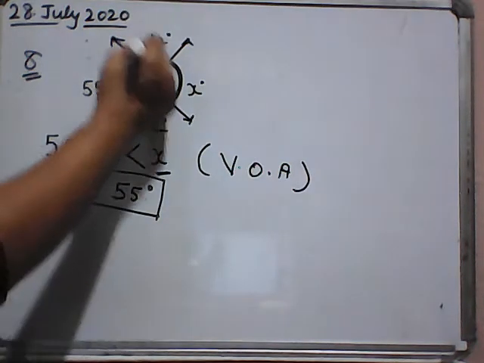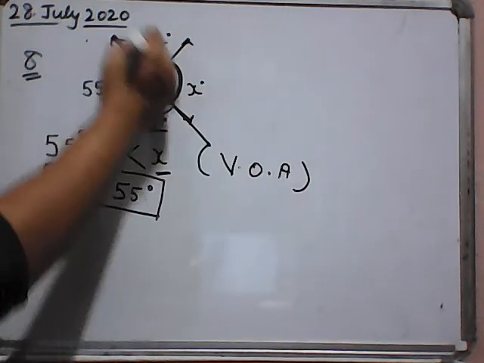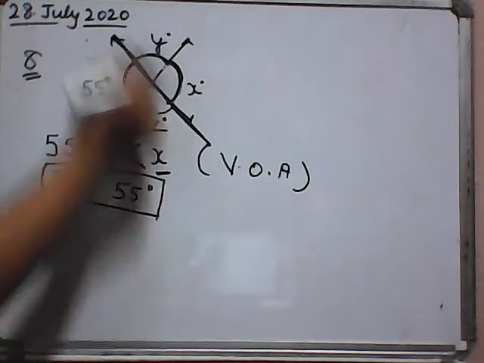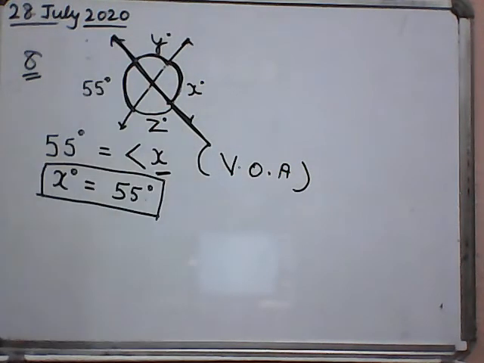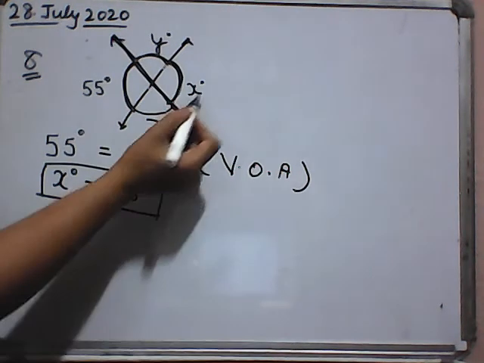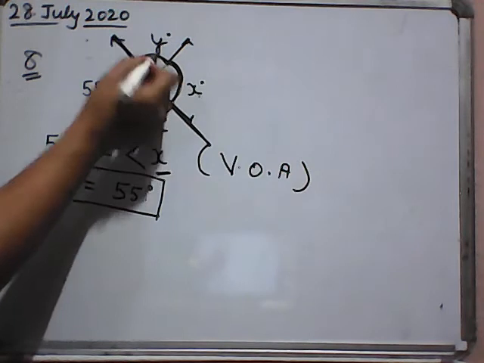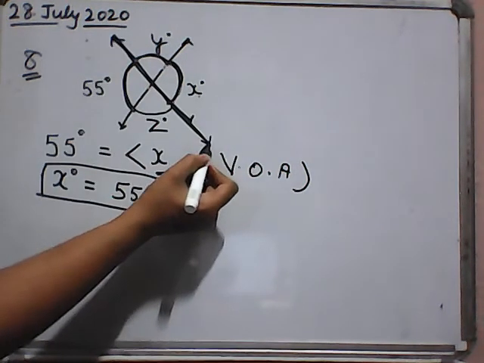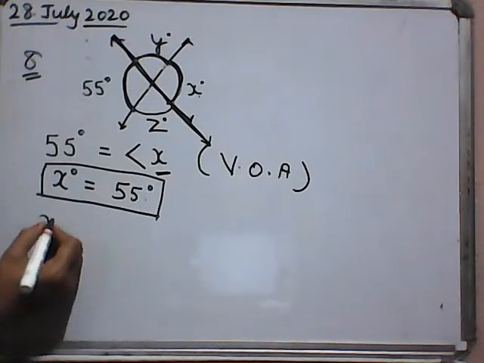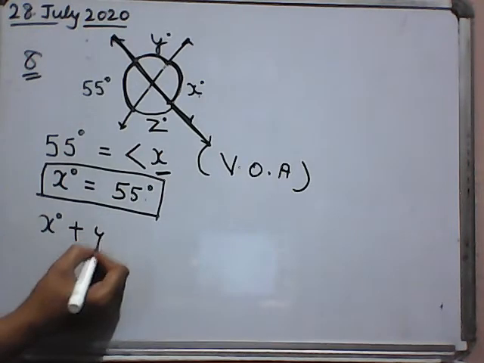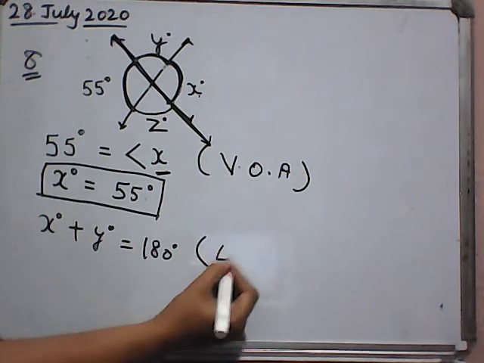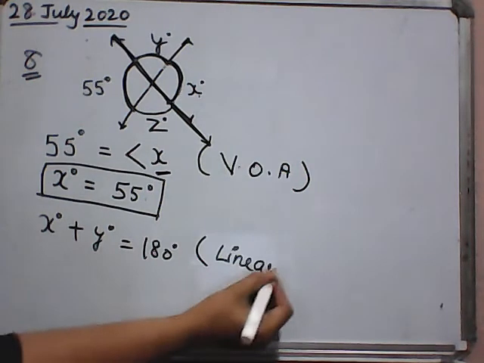Now it is a straight line. Angles on a straight line form a linear pair. We know that the sum of a linear pair is 180 degrees. Now angle x plus angle y forms a straight line, meaning these two angles form a linear pair, and we know that the sum of linear pair angles is 180 degrees. You have to mention the reason, linear pair.